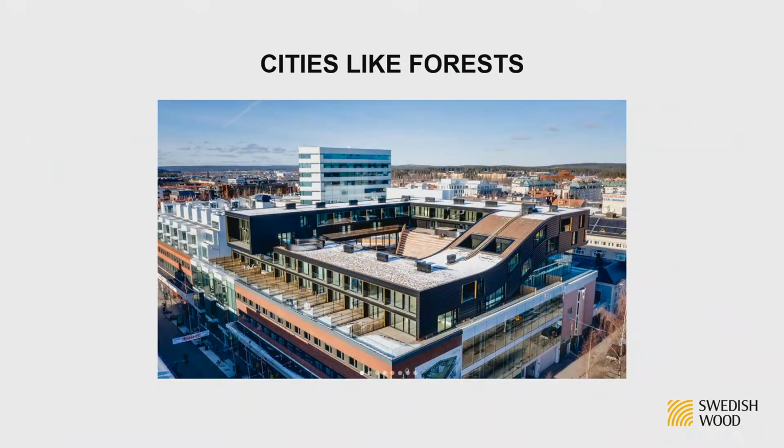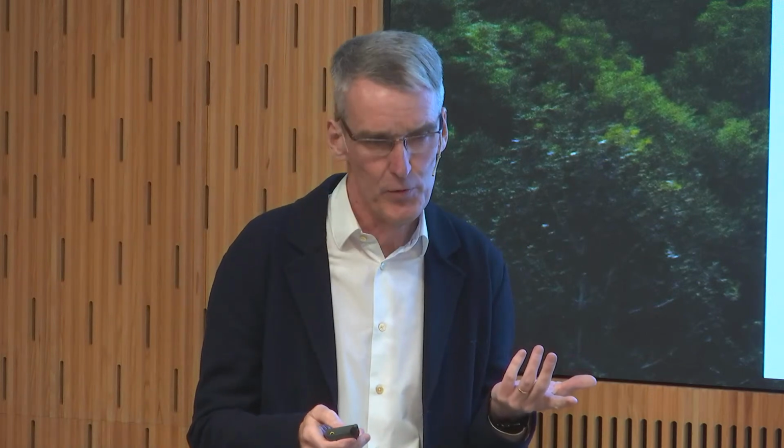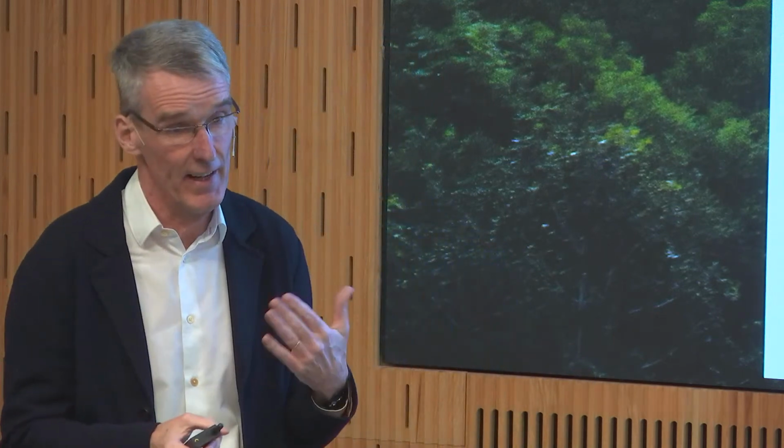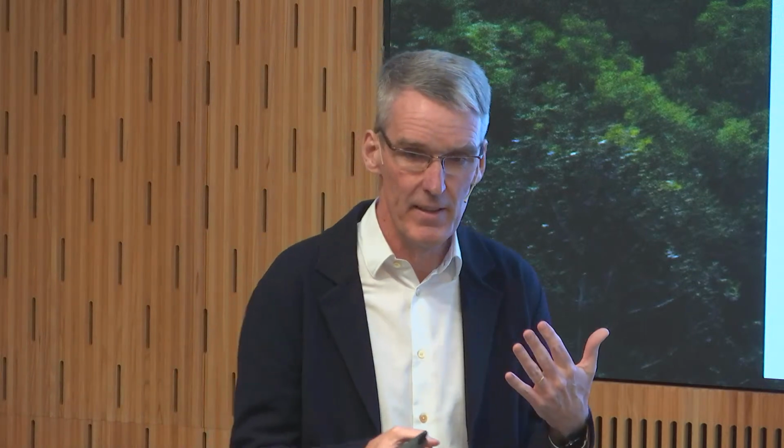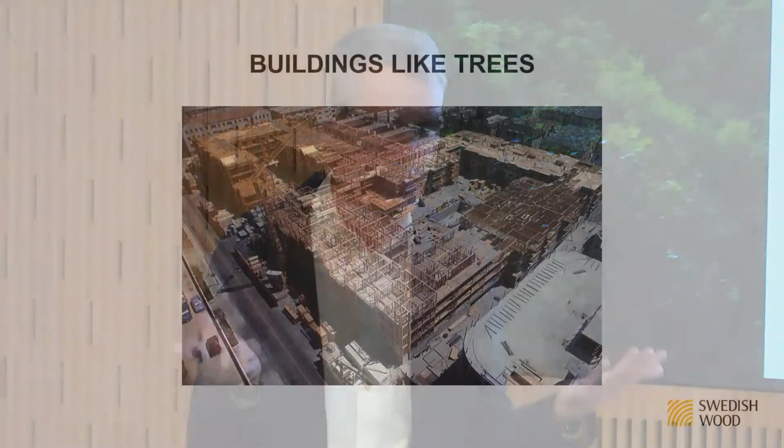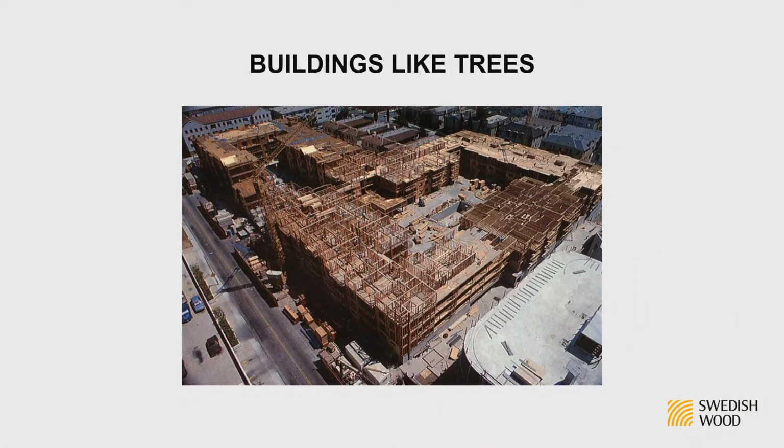And then we can imagine cities like forests, even though the lower part quite often has a stem, a tree trunk, which is not from a tree, but from other materials. But above, we can build the tree crown from wood. And we can, of course, also think about buildings like trees. Many buildings you cannot see that they really are made of wood.